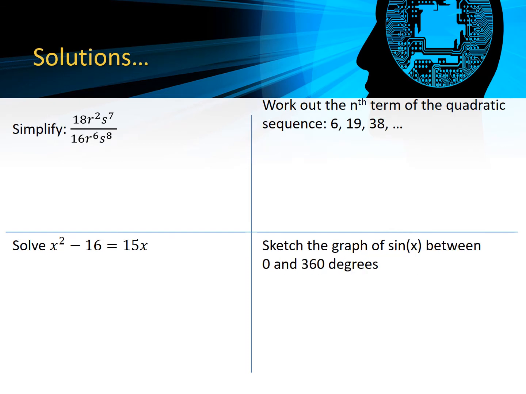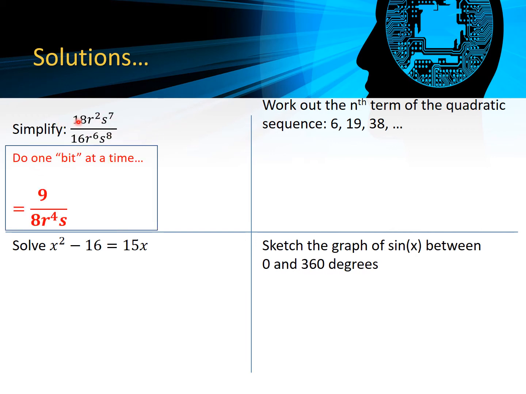Okay, and so here are the answers then. So first of all, we're simplifying. So look at the numbers first. As ever, I'm going to do it a bit at a time. Look at your numbers, look at the letters that line up and decide what you're going to do. So we've got an 18 and a 16, and 2 goes into both of those. So we've got a 9 and an 8. So if you divide both by 2, we've got r to the 2 and r to the 6. Well, that leaves us with r to the 4 at the bottom, and s to the 7 and s to the 8 leaves us with s at the bottom.